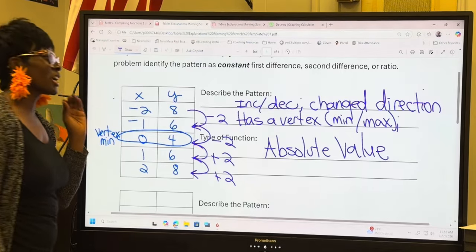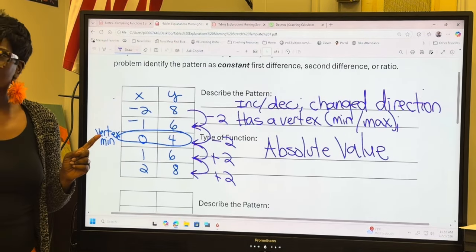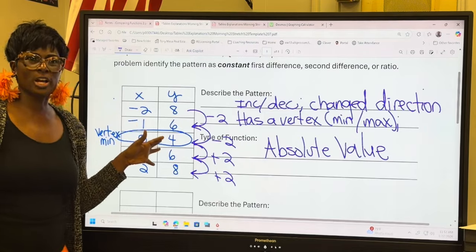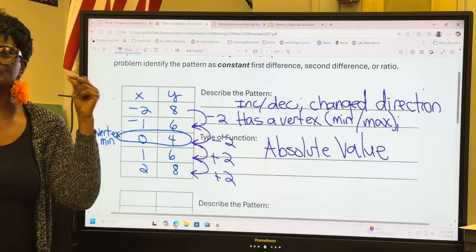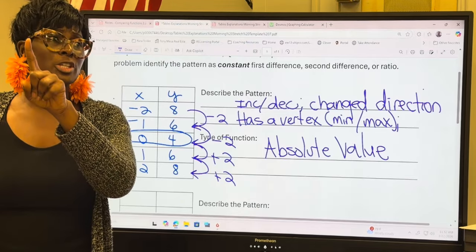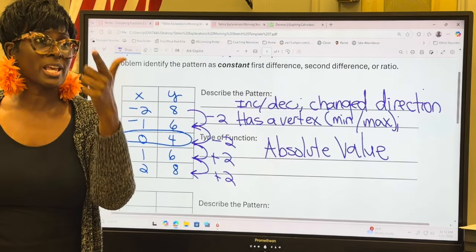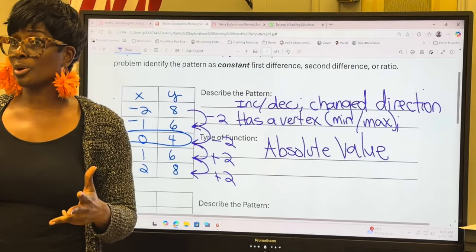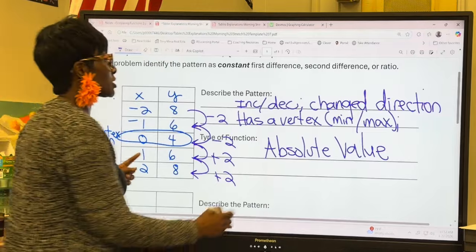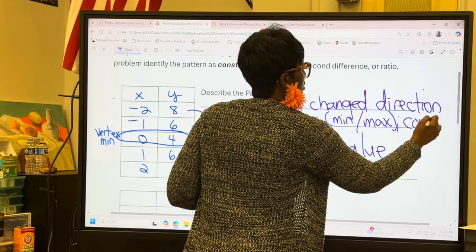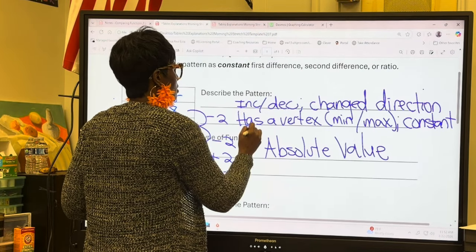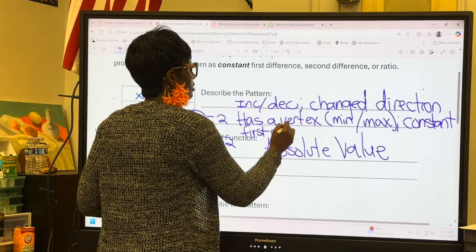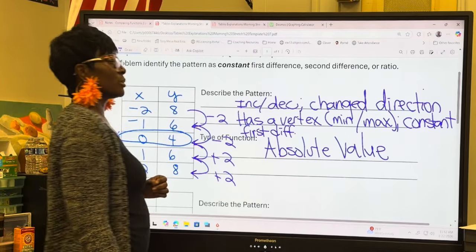And how did we confirm it? I see your hand, hold on. How did we confirm it? How did we make sure? Because we had a what? Which difference was it, the first difference, second difference, or was it a constant ratio? First. It was a first. So it was the constant first difference. That's how we knew.